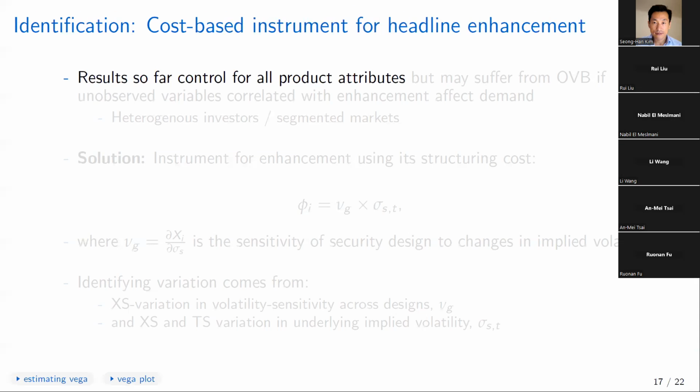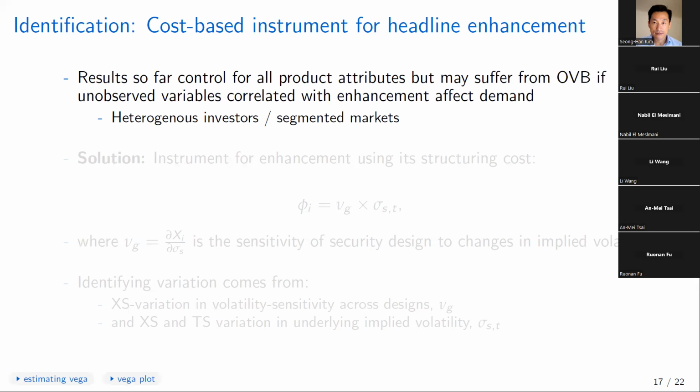So in the last 12 minutes, let me just sketch what the instrument is achieving and what the falsification test is achieving. So far I controlled for all product attributes. That's useful, but as Christian mentioned, or as Neil mentioned, there may be some other stories. There may be a story of different state probabilities. There may be stories of demand being, for whatever reason, correlated with enhancement. You may also have stories where the market is segmented, there are heterogeneous investors, and for whatever reason, the size of these segments of the market correlates with enhancement or whatnot. So you may basically worry about omitted variable bias.